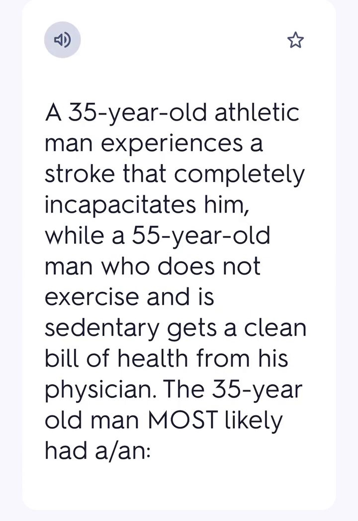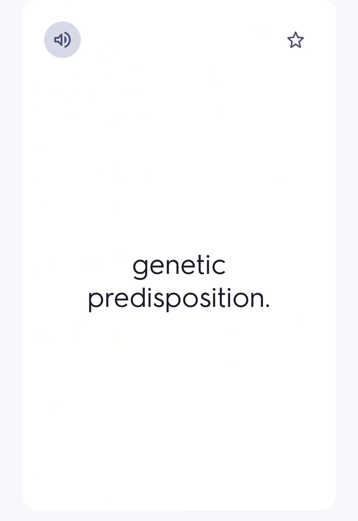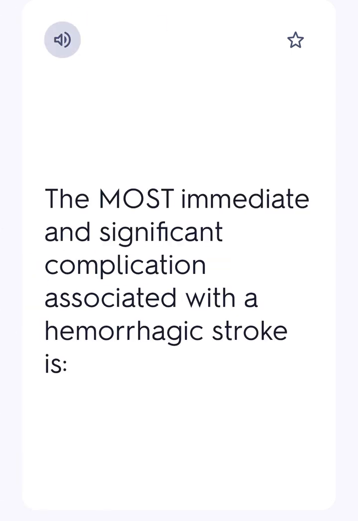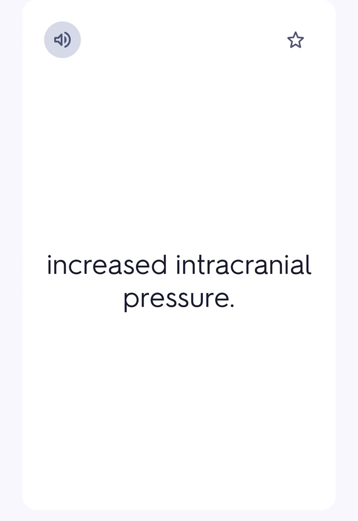A 35-year-old athletic man experiences a stroke that completely incapacitates him, while a 55-year-old man who does not exercise and is sedentary gets a clean bill of health from his physician. The 35-year-old man most likely had a genetic predisposition. The most immediate and significant complication associated with a hemorrhagic stroke is increased intracranial pressure.